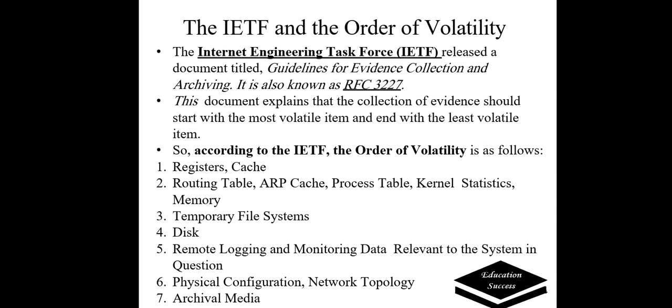First one, registers and cache. Second, routing tables, ARP cache, process table, kernel statistics, memory. Third one is temporary file systems. Fourth one, disk. Fifth, remote logging and monitoring data relevant to the system in question. Sixth one, physical configuration, network topology, and the last one is archival media.